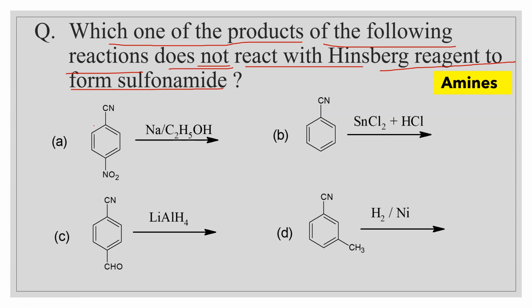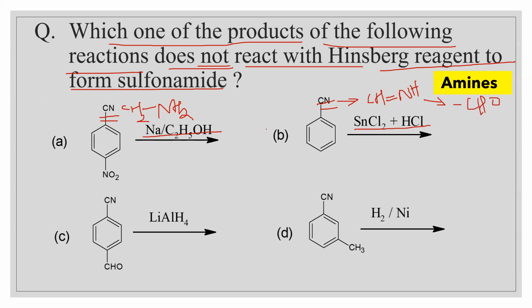Now see here, the C triple bond N group is reduced by sodium in ethyl alcohol to CH2NH2 group. NH2 group means this is a primary amine. So Hinsberg reagent reacts with it because there are 2 hydrogen atoms. What happens here? SnCl2 plus HCl. This is nothing but the Stephen reduction reaction. The C triple bond N group is converted into CH double bond NH. This is an imine, and finally it is converted into aldehyde.